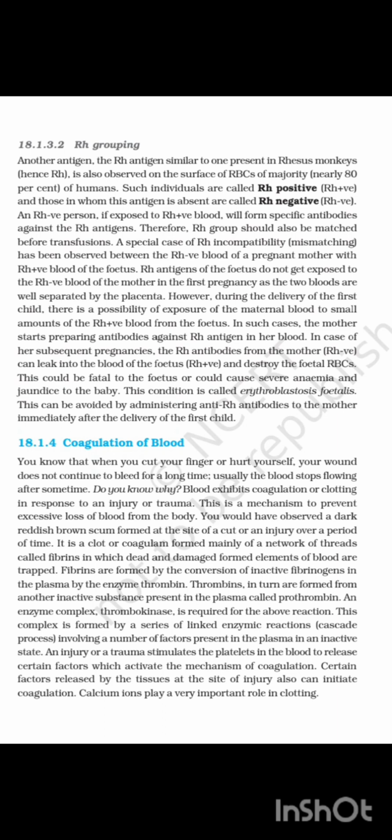In such cases, the mother starts preparing antibodies against the Rh antigen in her blood. In case of a subsequent pregnancy, the Rh antibodies from the Rh negative mother can leak into the blood of the Rh positive fetus and destroy the fetal RBCs. This could be fatal to the fetus or could cause severe anemia and jaundice to the baby. This condition is called erythroblastosis fetalis. This can be avoided by administering anti-Rh antibodies to the mother immediately after the delivery of the first child.